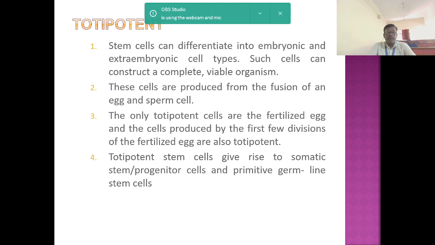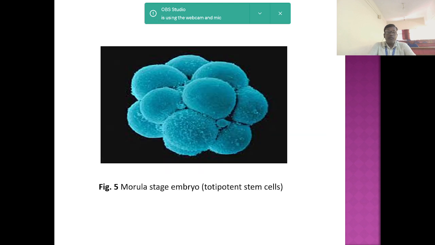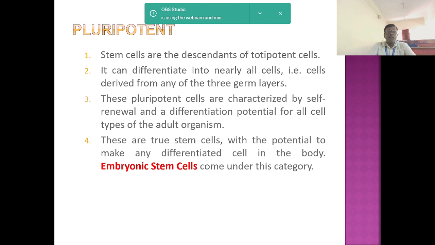Totipotent stem cells give rise to somatic stem cells, progenitor cells, and primitive germ-line stem cells. This is the morula stage of the embryo. Pluripotent stem cells are the descendants of totipotent cells. They can differentiate into nearly all cells, the cells derived from any of the three germ layers, like endoderm, ectoderm, and mesoderm. These pluripotent cells are characterized by self-renewal and the differentiation potential for all cell types of adult organisms.